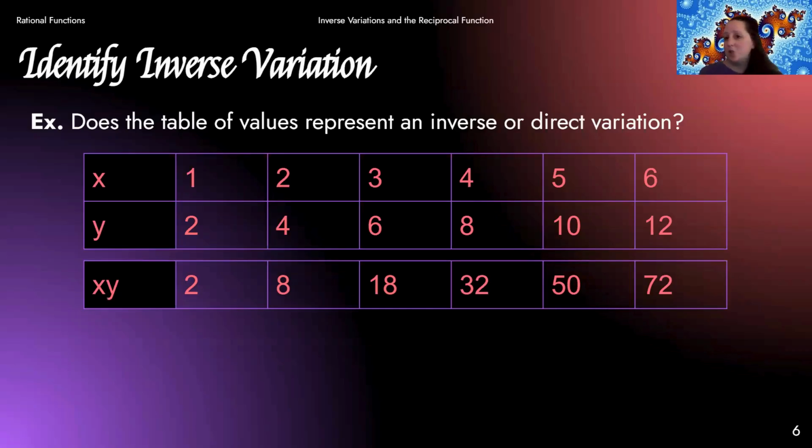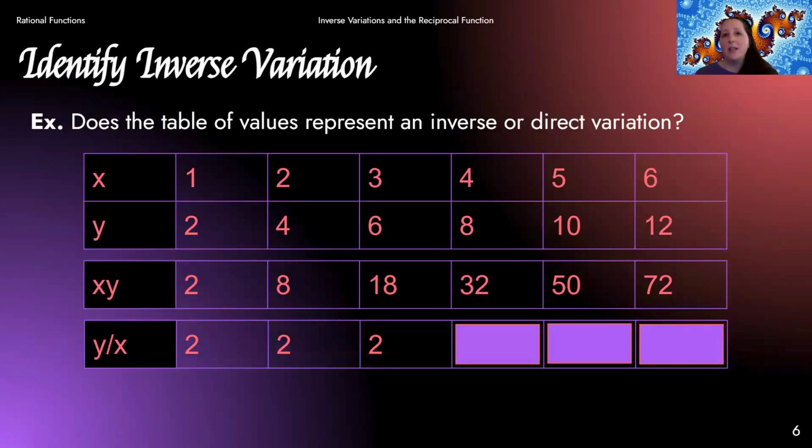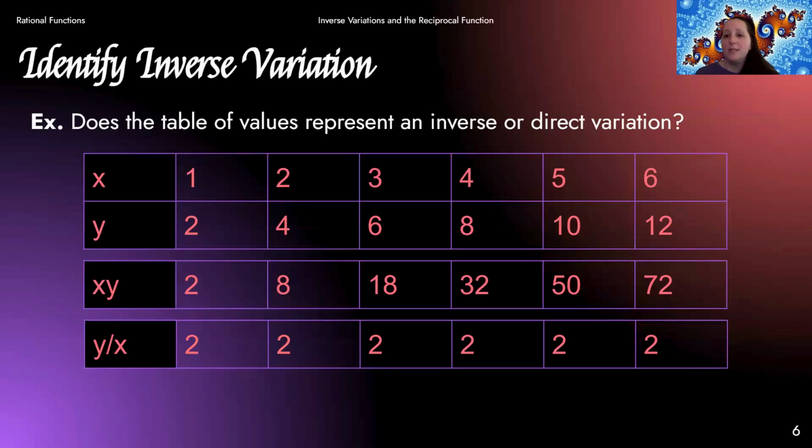Okay, so now we can see if it's a direct variation. Y divided by x, 2 divided by 1 is 2, 4 divided by 2 is 2, 6 divided by 3 is 2, 8 divided by 4 is 2, 10 divided by 5 is 2, and 12 divided by 6 is 2. We can see that there is a constant variation here, and this is a direct variation because when I divide y by x, I get the same number every time.